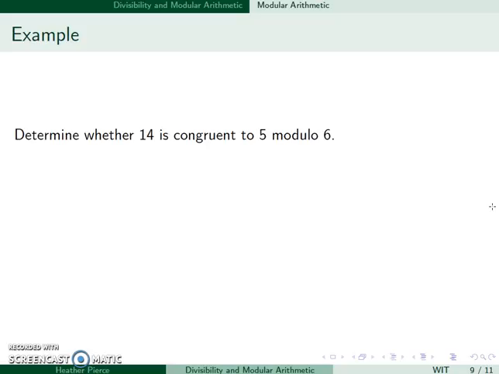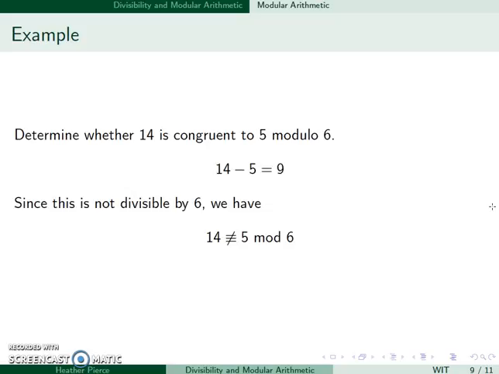Is 14 congruent to 5 modulo 6? Well, 14 minus 5 is 9, which is not divisible by 6. In addition, when I divide 14 by 6, I get 2 with a remainder of 2. However, 5 mod 6 is 5, and since 2 is not equal to 5, these are not equivalent.